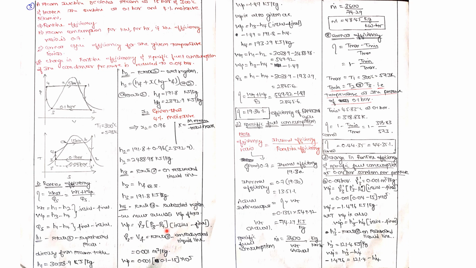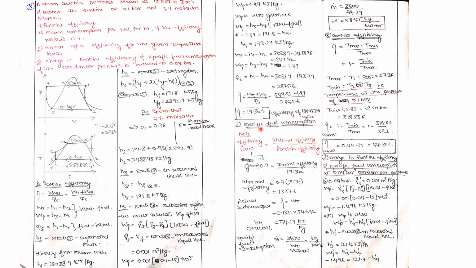Pump work is also equal to initial minus final, H3 minus H4, is it? Here it is. So pump work is also equal to H3 minus H4. Substitute it: you know the value of the pump work, you know the value of H3, so you can calculate H4 easily from this. Once you have calculated H1, H2, H3 and H4, you can calculate WT, WP and QS. Once you have calculated them, you can calculate the efficiency as 19.3%. This is the efficiency of the Rankine cycle for the condenser pressure of 0.1 bar.